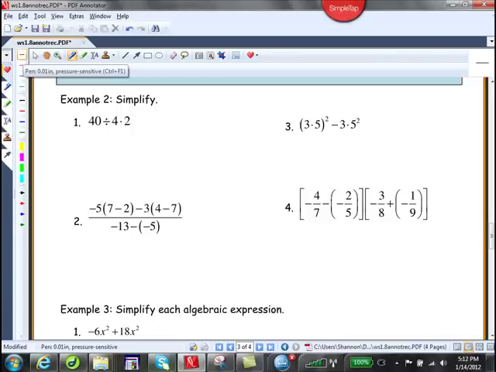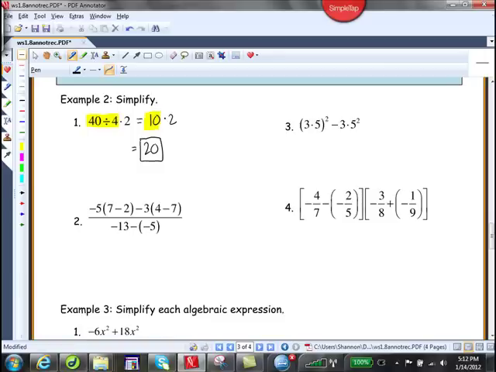Okay, let's see how you did. This guy, remember, division and multiplication are on the same hierarchy since division is defined by multiplying by the reciprocal. So we'll do the 40 divided by 4 first to get 10, and then we need to multiply that result by 2. So 40 divided by 4 was 10. And then at the end of the day, we are going to get 20.